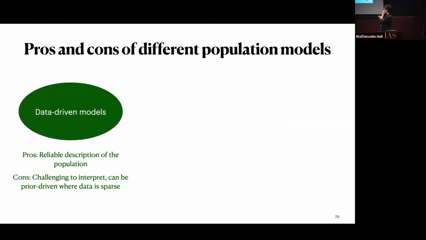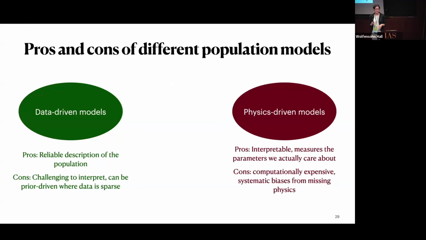And I think I just have one more slide, showing the pros and cons of the different population models. For data-driven models, the pro is that it's the most reliable description of the population you can have. The disadvantage is that it can be challenging to interpret and also can be prior driven where data is sparse. Especially when you're extrapolating to parts of parameter space, a lot of that is driven by your prior. So you just have to be careful.